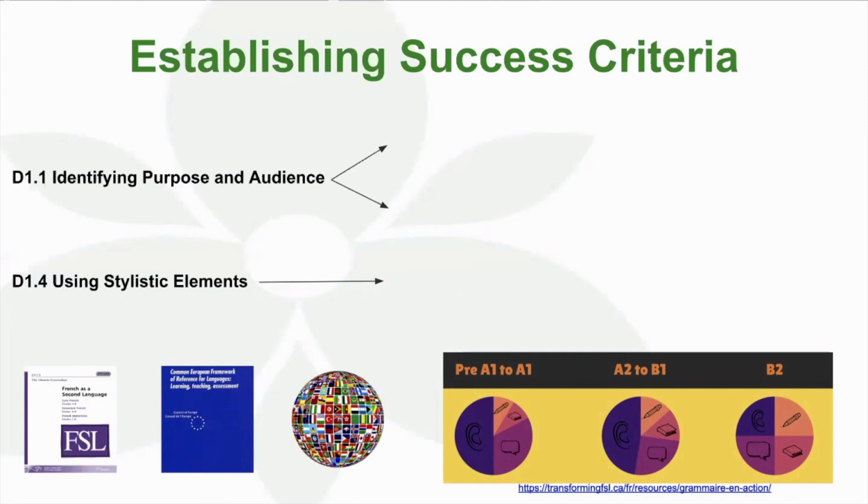The CEFR is an international standard for describing language ability. It describes language ability on a 6-point scale from A1 for beginners up to C2 for those who have mastered a language. The philosophy of the A1 to B2 levels are embedded within the FSL curriculum.